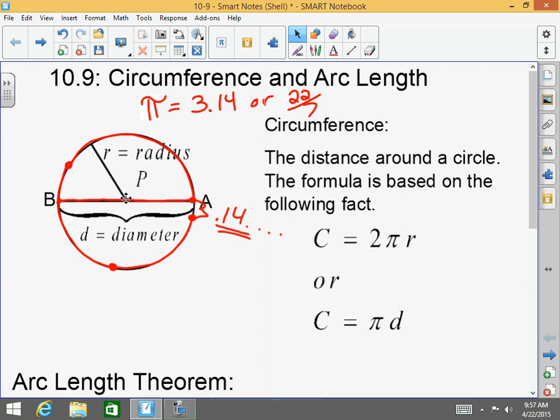Yes, sir? I understand it goes around 3 times, but why 0.14? Because that is the percent of the circle left, always. Always. It's a ratio. They took the ratio of the diameter wrapped around 3 times with the leftover portion. And that ratio was 0.14, etc. Okay? All right.